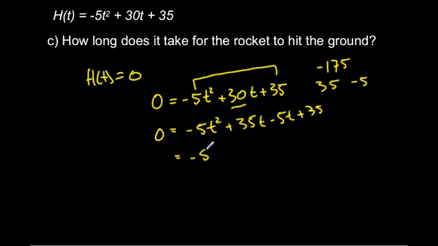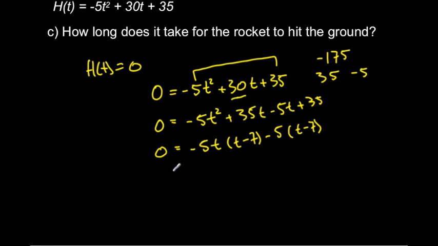So we can factor out a negative 5t. We'll be left with t minus 7. We'll factor out a negative 5 here. We'll have t minus 7 again. All of that's equal to 0. And we'll have 0 equal to negative 5t minus 5 in brackets and t minus 7.